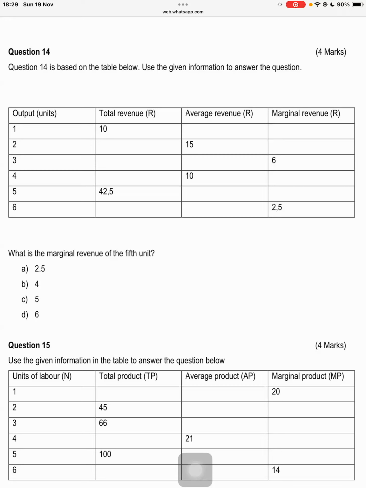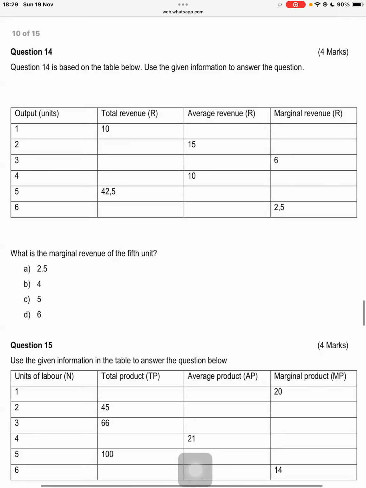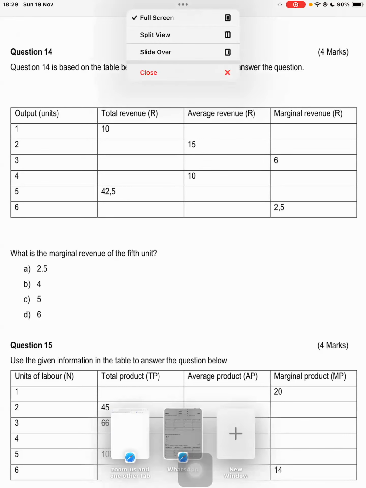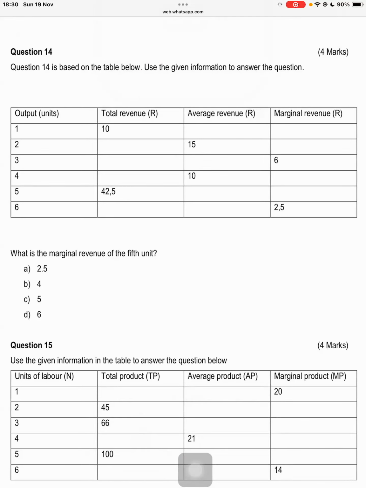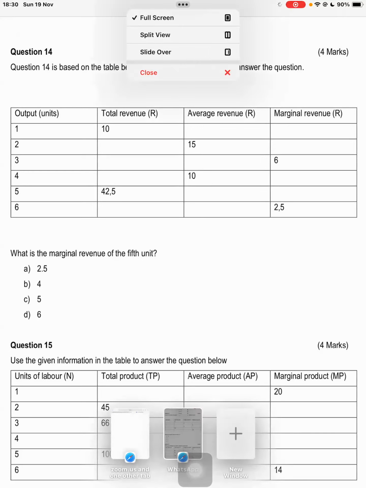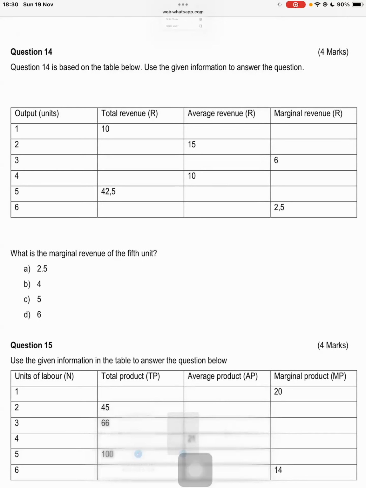All right, are we together on what I've just said about total revenue and output? Are we together there? Are we together on total revenue and output? Yes. All right.